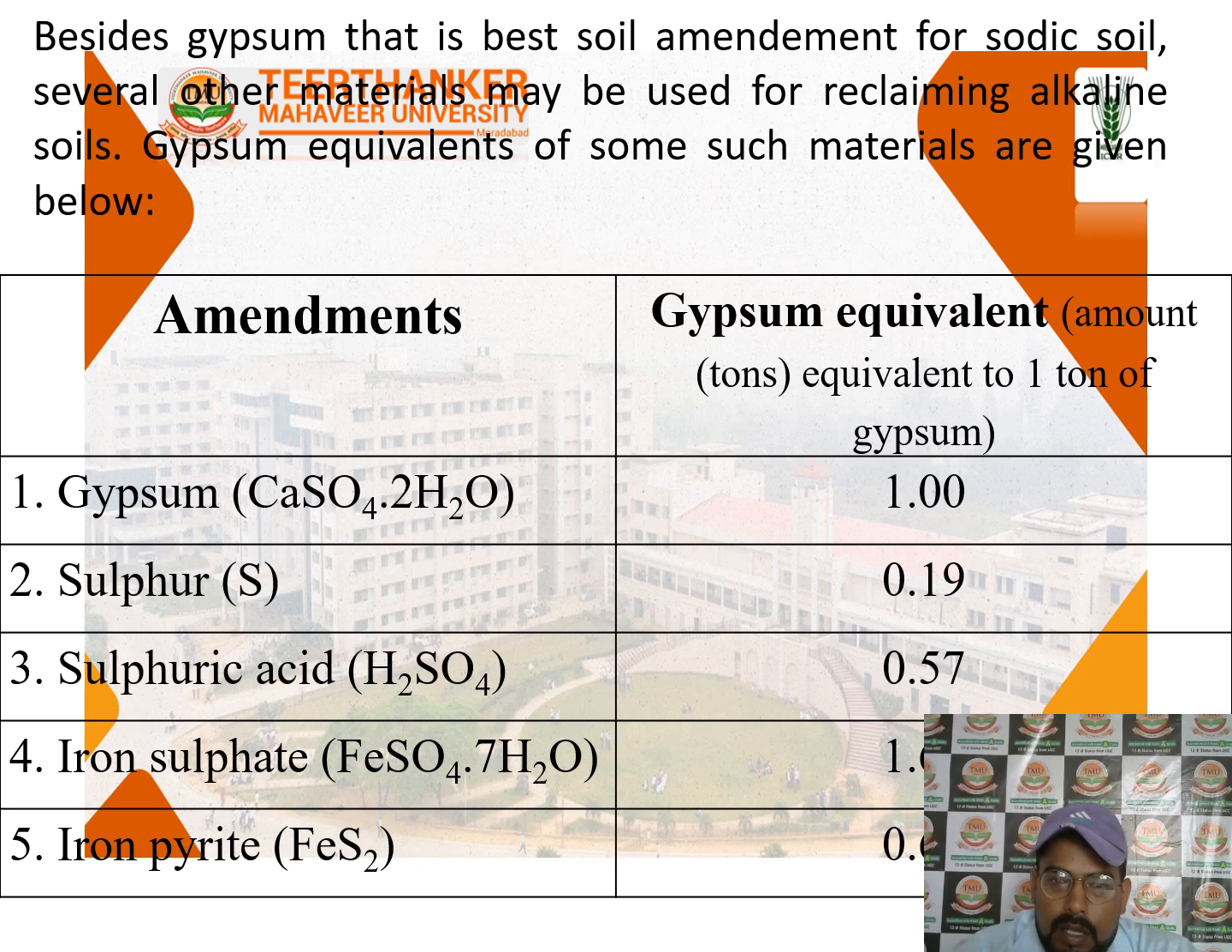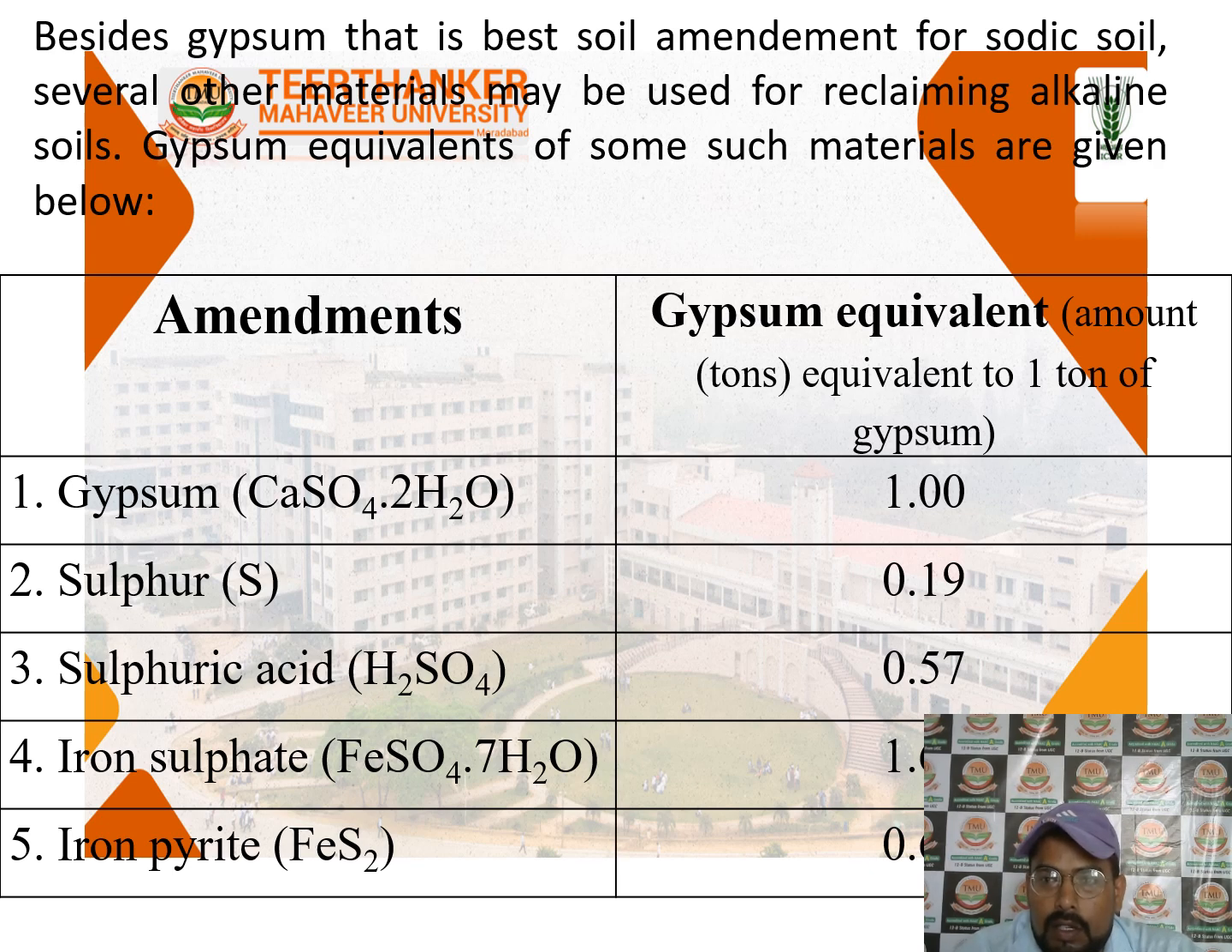The equivalent of 1 ton of gypsum used for reclamation: sulfur is 0.19 and sulfuric acid is 0.57, which means gypsum is the 1 ton equivalent when applied in the fields. It is like an effective fertilizer: when 1 ton of gypsum is applied, it reclaims 1 hectare of field. The same applies to the requirement of sulfur.